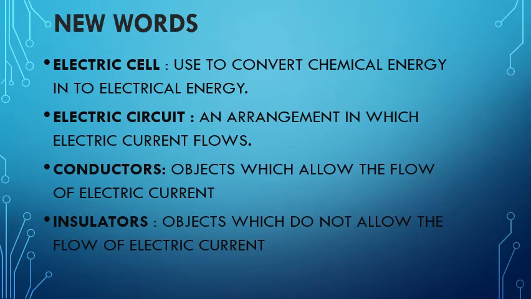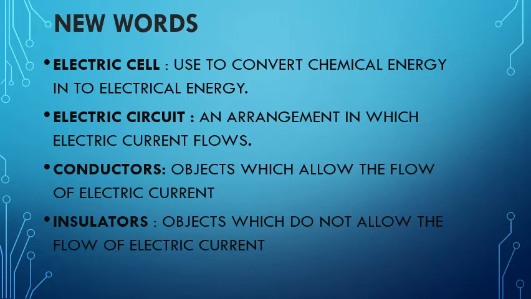Today, in this lesson, we are going to see some new words. Some words you may have heard in the previous chapter also or in day-to-day life. Electric cell. As we are using the electric cell in different devices, what is the function of it? It is used to convert chemical energy into electrical energy. Electric circuit, an arrangement in which electric current flows.